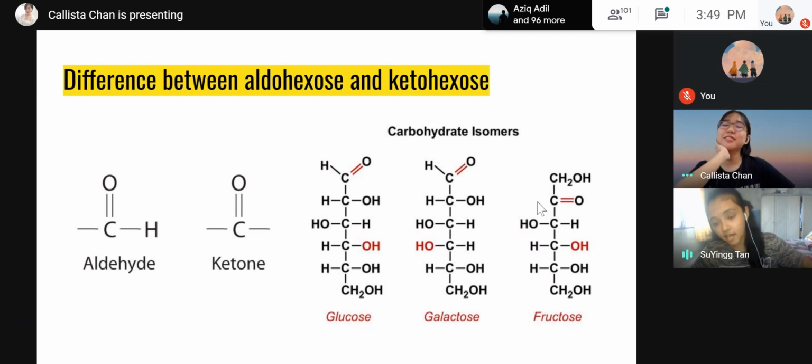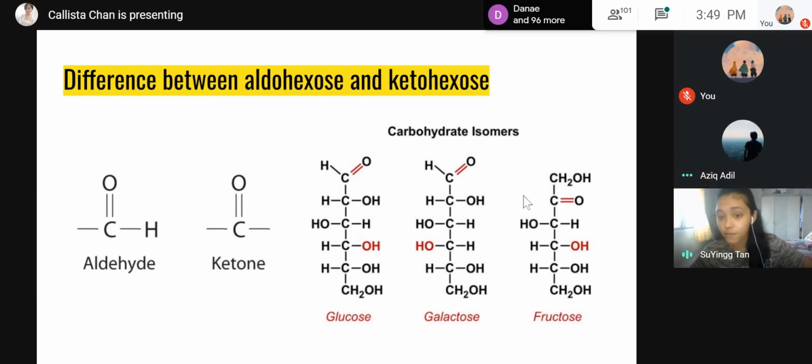So when it's at the second carbon, you can see the C is already bonded to O with two of its bonds, one to the C at the bottom, the third carbon, and another one bonded to the first carbon. So the C is already occupied with 4 bonds, therefore it cannot attach to an additional H. So that's a C double bond O alone. Therefore, fructose has a ketone group instead of an aldehyde group. So fructose is a ketohexose and not aldohexose. Yeah, that's it.